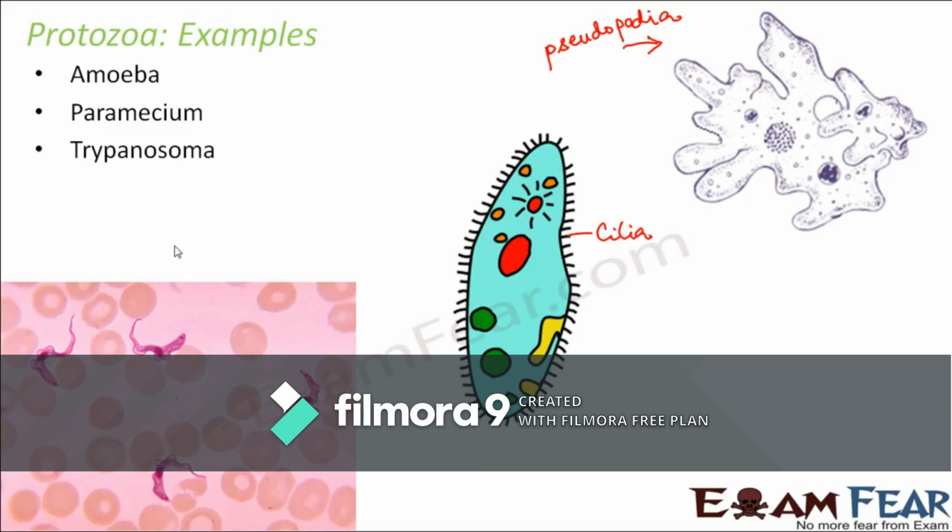Trypanosoma is another example of a protozoa. Here you can see these organisms have a flagellum at the end. This flagellum will help in their locomotion. So protozoa are all mobile and they have a specific locomotory organ as well.